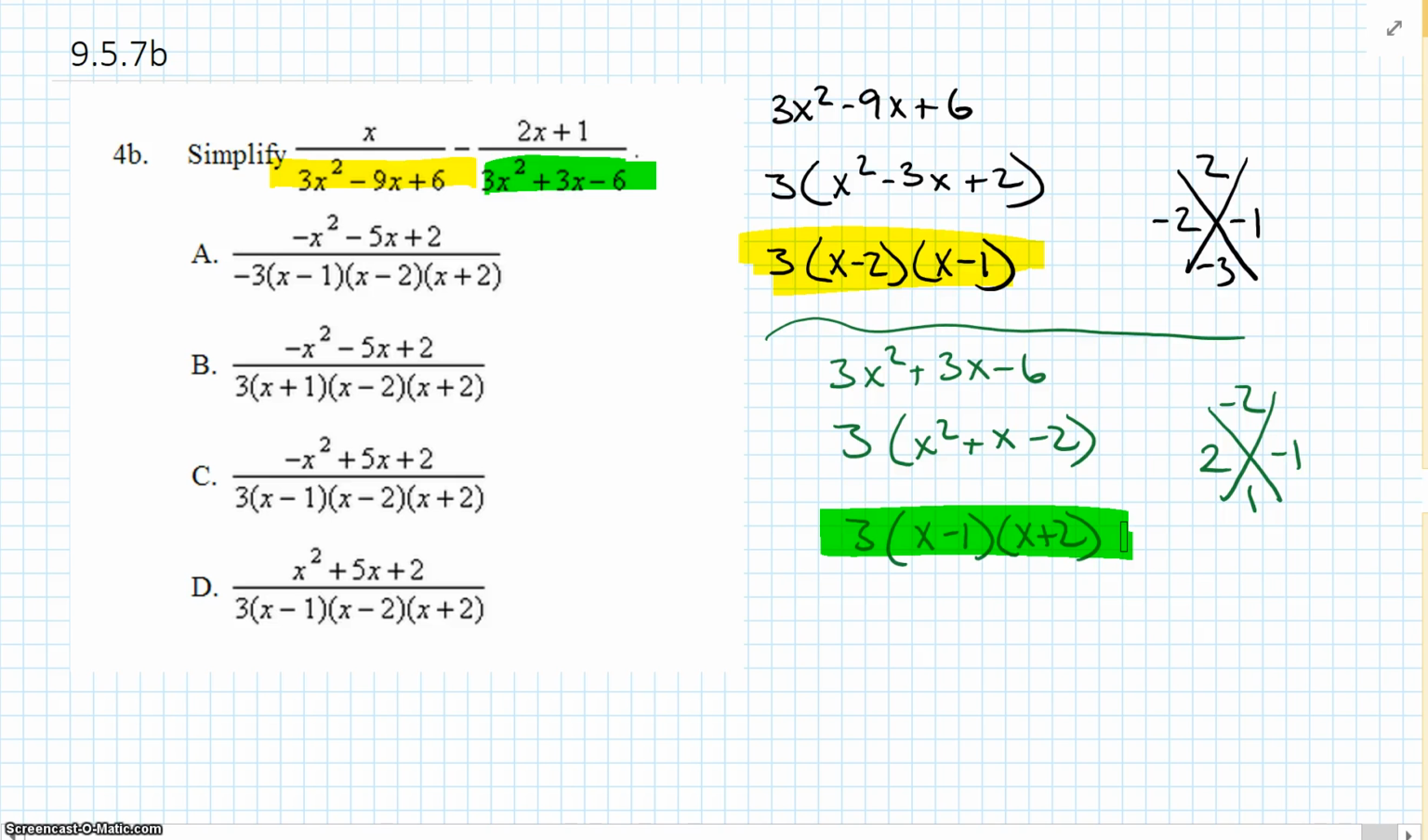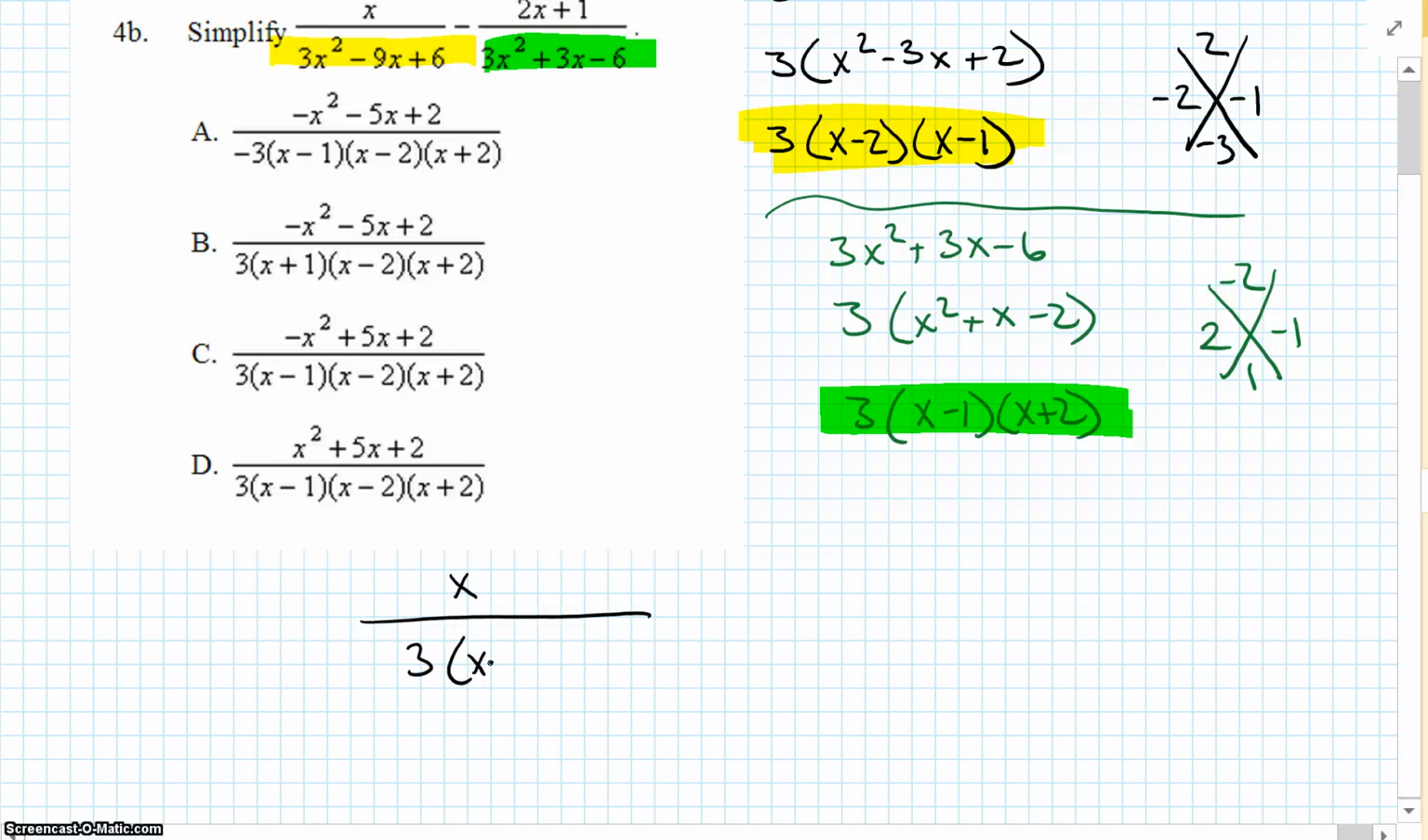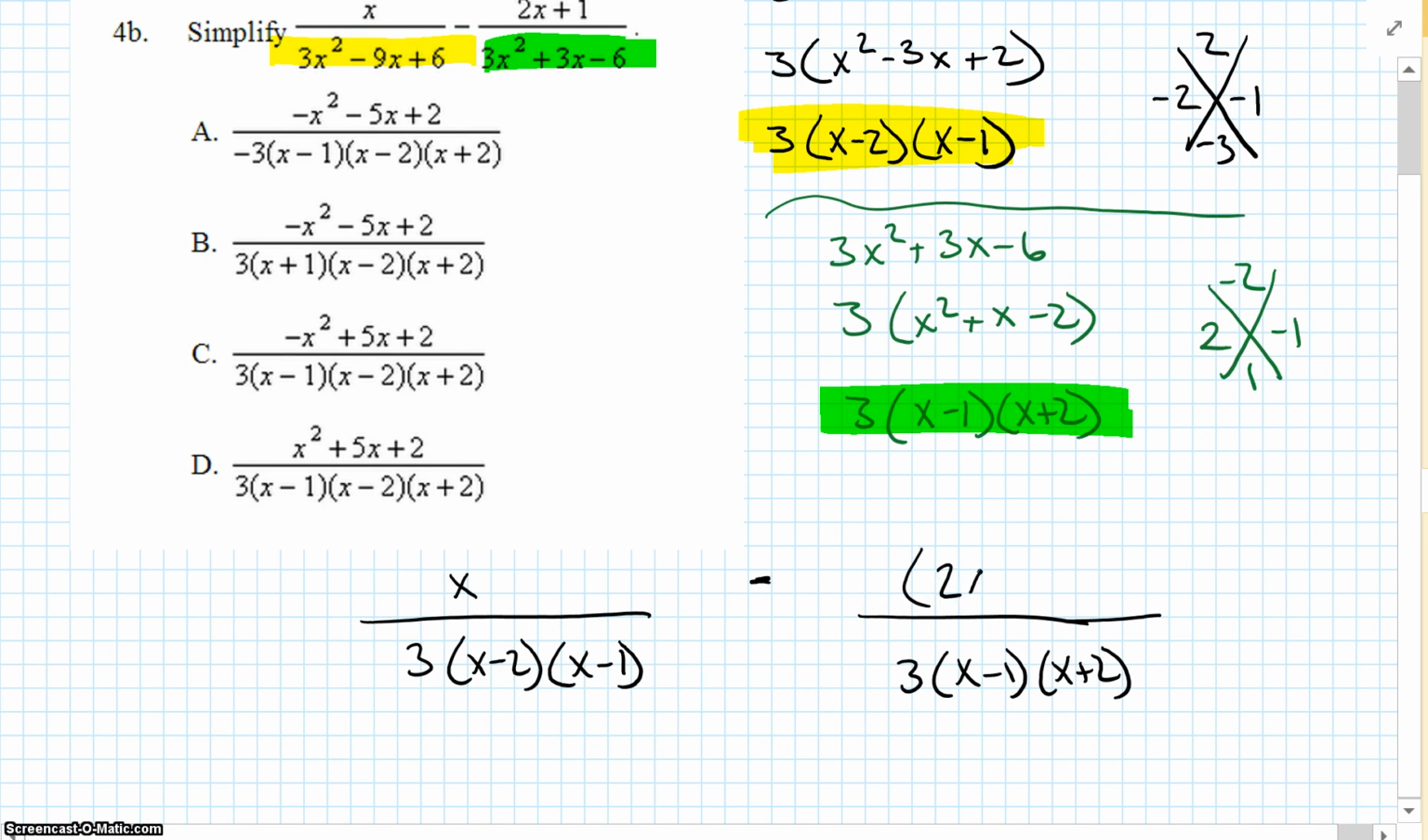Let's go ahead and just write it one more time so we can rewrite it. So the first term is x all over 3 times x minus 2, x minus 1, minus, on the bottom of this one is 3 times x minus 1, x plus 2, all over 2x plus 1. Okay, so what are we missing on both sides? We both have a 3. We both have an x minus 1. This side, however, has an x minus 2, and this side has an x plus 2.